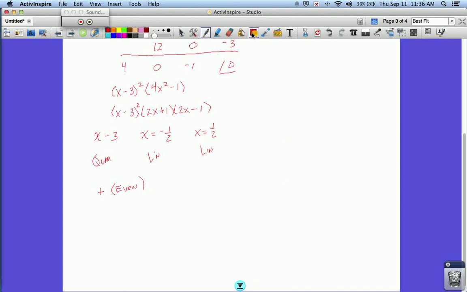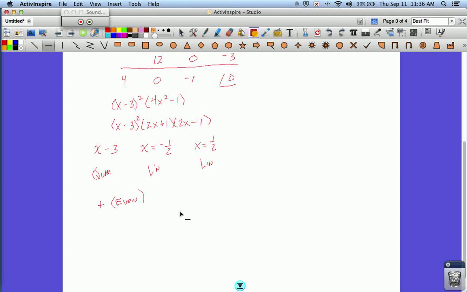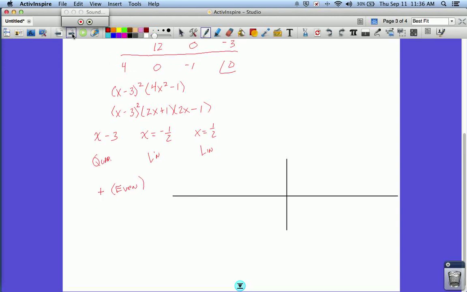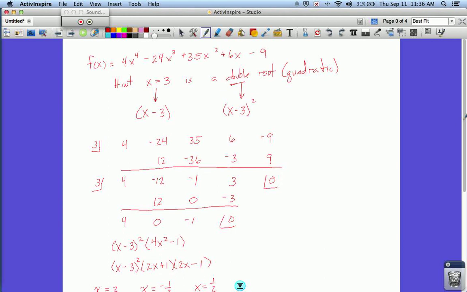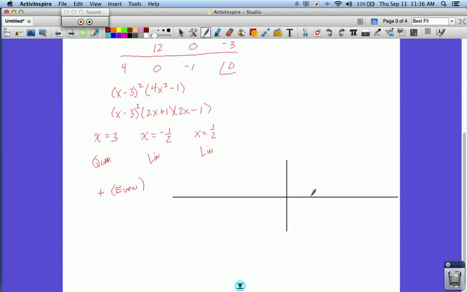So when I go to graph, I'm going to go forward and backwards again to make sure stuff didn't disappear, so I have accurate information to use here. I have 3 as a double root. I have 1/2 as a linear root and negative 1/2 as a linear root. Even and positive means I'm going to start up and end up. These guys are linear, so I'm going to go straight through negative 1/2, straight through positive 1/2, and quadratic at 3.